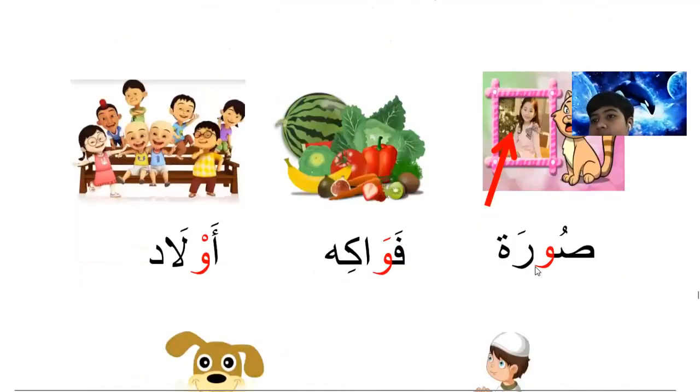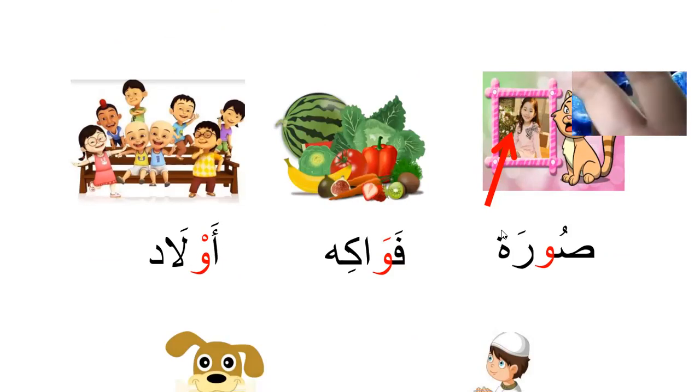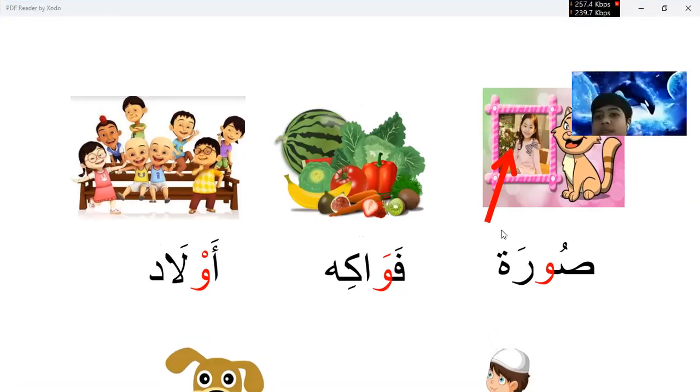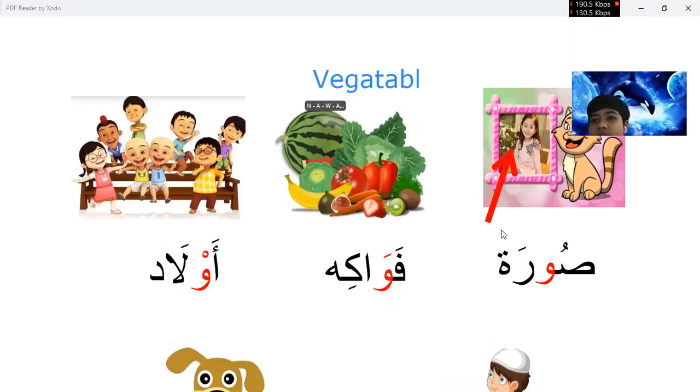Surah. Picture frame. Surah means picture. Fawakeh. I think I know what it is. It is fruits, not vegetables. Fawakeh means fruit. Oh. Okay.